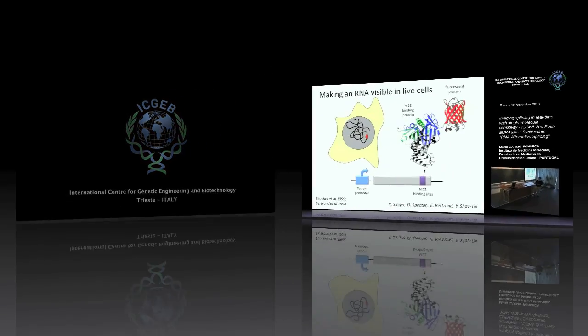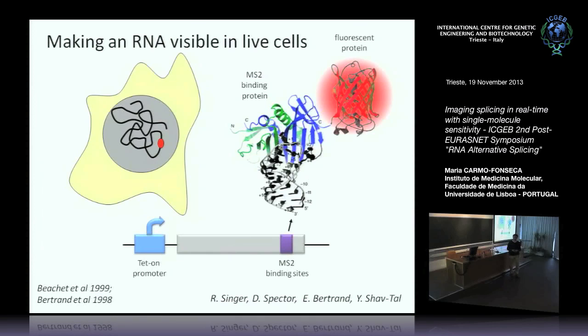So the way we make RNA visible in live cells is to use the very well established technique of introducing MS2 binding sites in a gene of interest, in a reporter gene. And what we have done was to introduce these MS2 binding sites in beta globin. We started by using beta globin as a reporter gene, and we took great care of just introducing one copy of this transgene in a cell line.